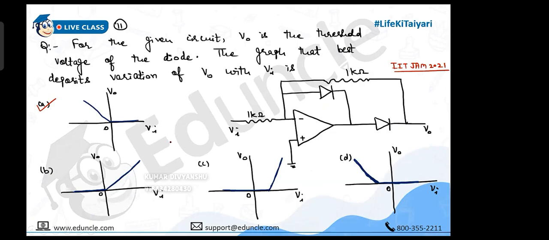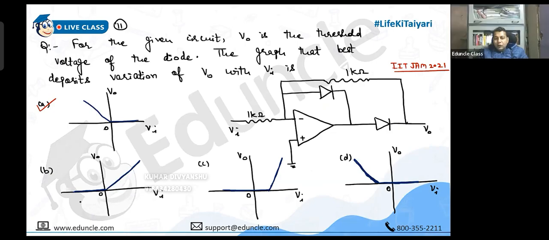When input voltage is positive, you are going to get output as 0. So it means this one got eliminated, this one got eliminated. So we are left with A and D. In D also output is 0 when input is positive. Now if input is negative, suppose you will get positive voltage here. So this will get forward biased, but this will get reverse biased. Open circuit, so it doesn't matter. So you can remove this from the circuit.